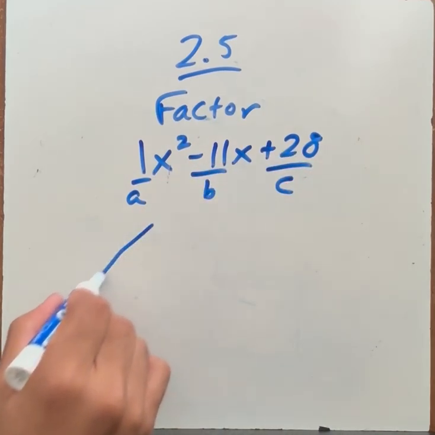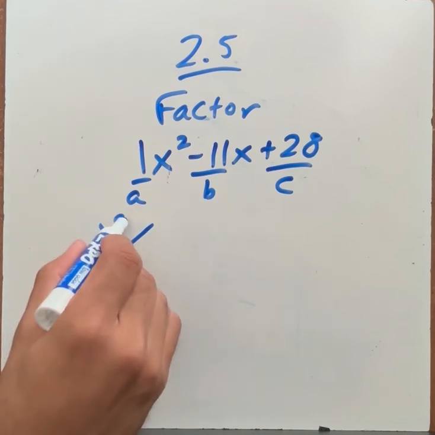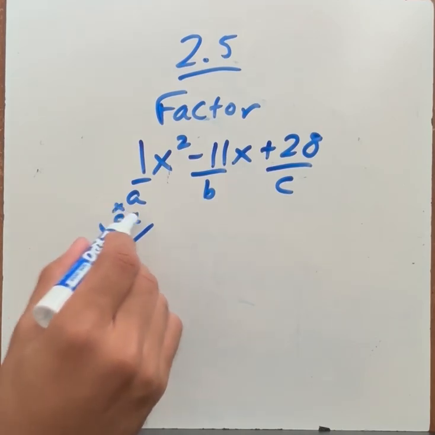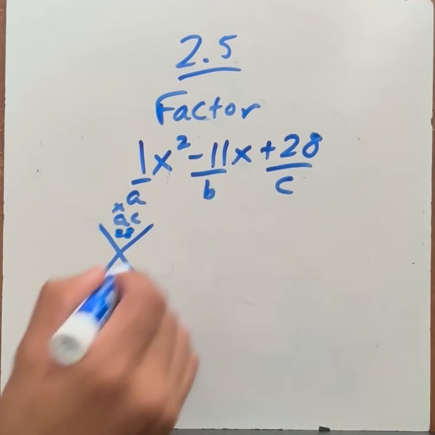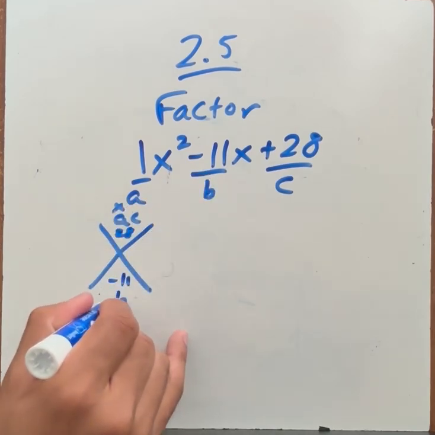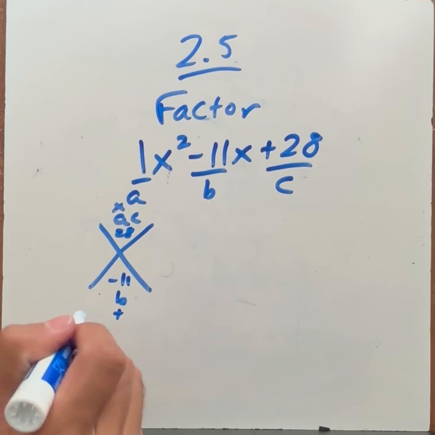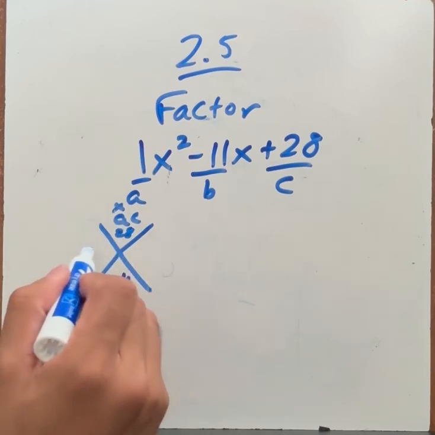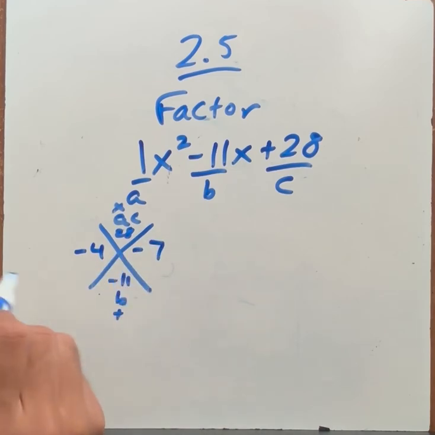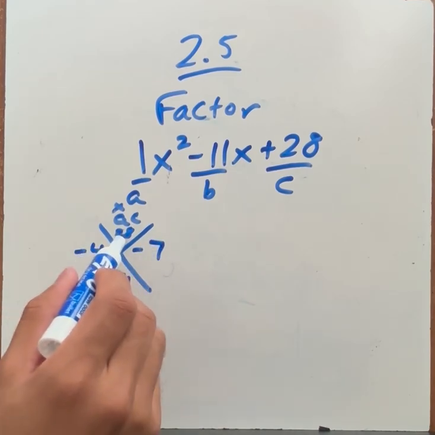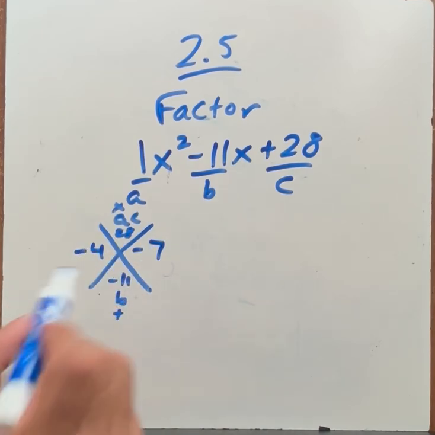So in our X, we want two numbers that multiply to make A times C, which is 28, and add to make negative 11, which is B. So the two numbers are negative 4 and negative 7, because negative 4 times negative 7 is 28, and negative 4 minus 7 is negative 11.